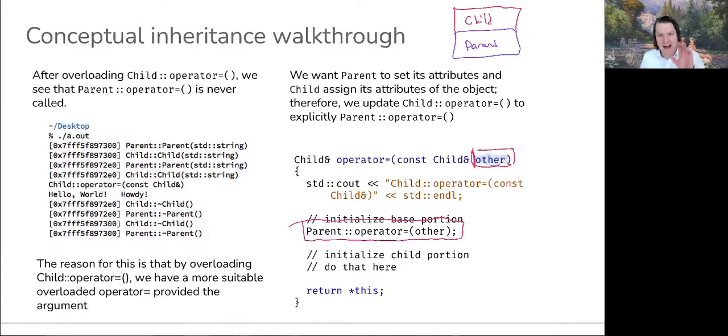What that means is that, because we're going to be in a function scoped to the parent's class, we'd actually have access to the private data members so that we could set up the base portion of that object. And then we could return from the parent's copy assignment operator, and here we could focus on initializing the child portion. Again, this is a separation of concerns. We always want the parent to be responsible for the parent's portion, and the child to be responsible for its portion of the object.